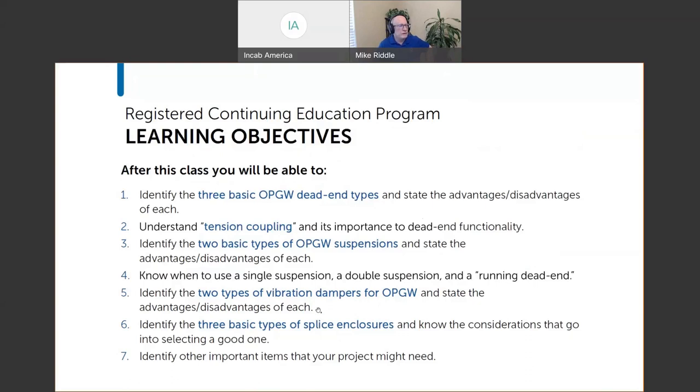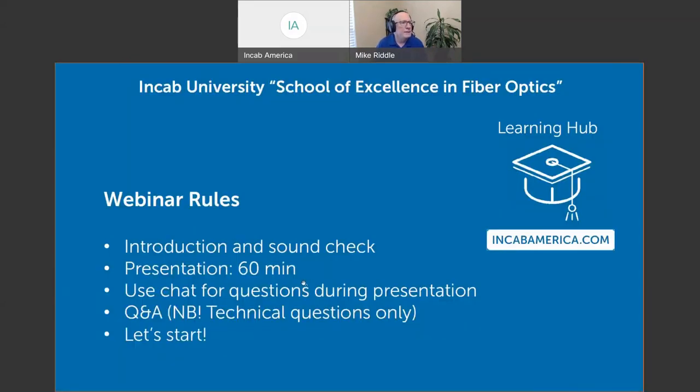Here are the specific learning objectives. We want you to know the three basic OPGW dead end types. We'll explain what tension coupling is and why that's important for dead ends. Talk about the basic types of OPGW suspensions and the advantages and disadvantages of each.